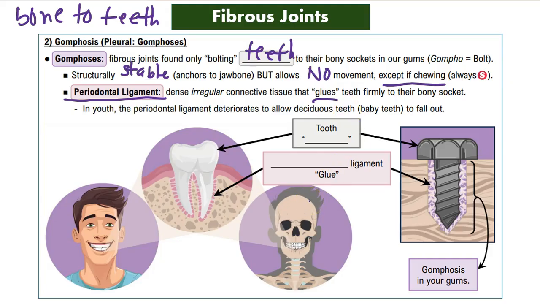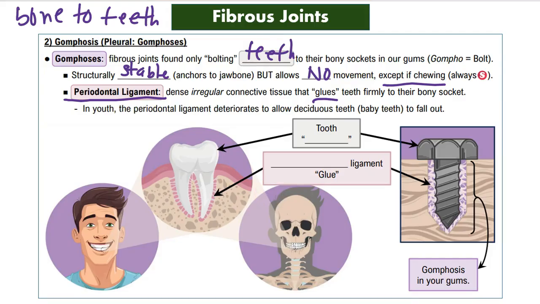Okay? Now, when it comes to the periodontal ligament, it does deteriorate over time, especially when you are a child. So you might have heard the phrase, oh, you're losing your baby teeth. That's because the periodontal ligament is going to break down, allowing those baby teeth to fall out. And then when the adult teeth grow in, that's when you have the more stable periodontal ligament that's going to be going through adulthood. Okay?